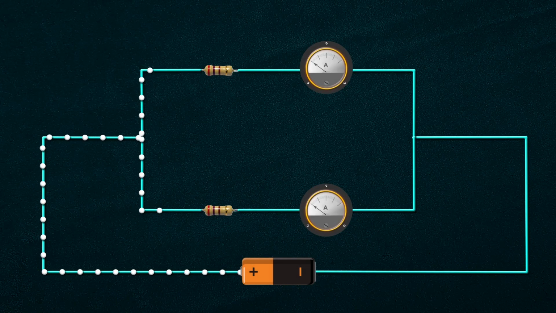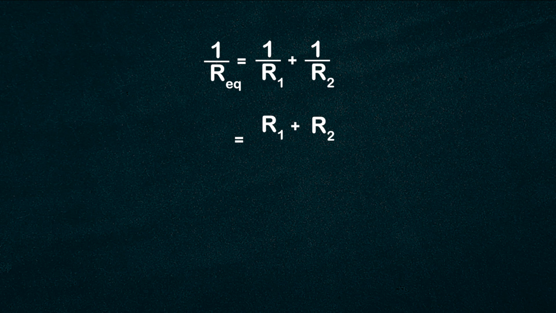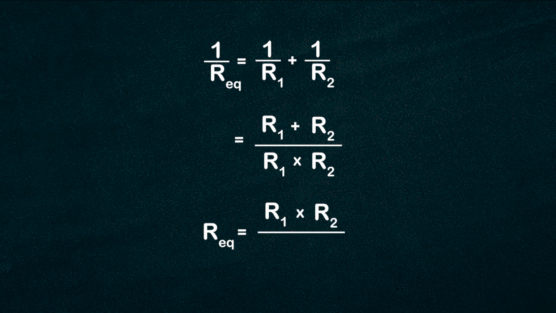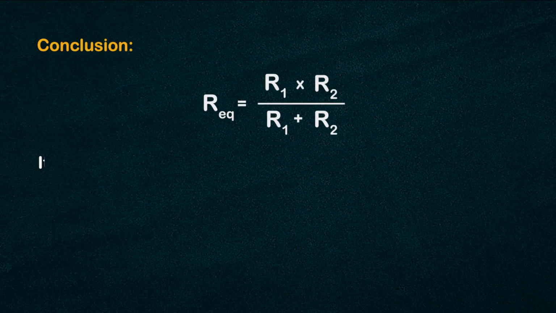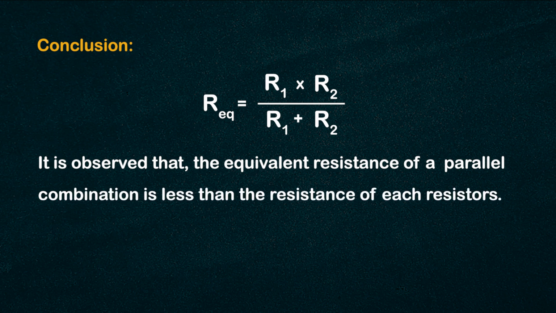Now, let us connect two resistors R1 and R2 in parallel. 1 by R equivalent is equal to 1 by R1 plus 1 by R2, that is equal to R1 plus R2 by R1 into R2. R equivalent is equal to R1 into R2 by R1 plus R2. It is observed that the equivalent resistance of a parallel combination is less than the resistance of each of the resistors.